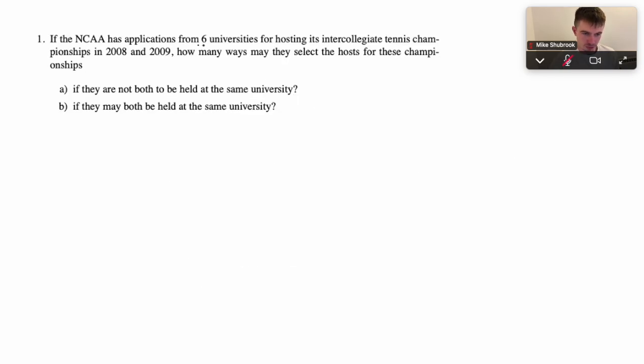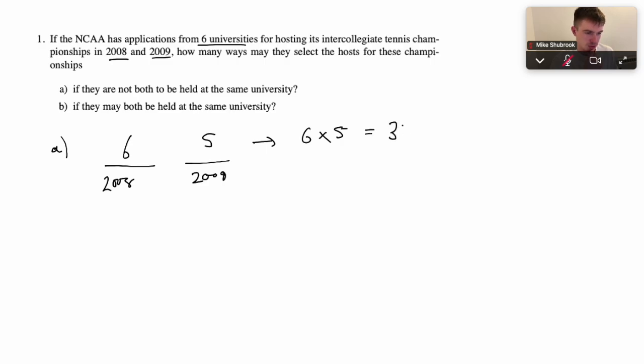So we have applications from 6 universities for hosting a tennis championship in 2 different years, 2008 and 2009. How many ways may they be selected? So first of all, we are not allowed to be held at the same university. So in the first year, in 2008, I have 6 choices. And in the second year, 2009, I now only have 5 choices because I'm not allowed to choose whichever one I chose in the first year. So the answer is 6 times 5, which is 30.